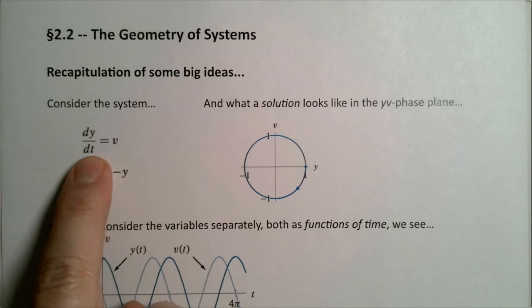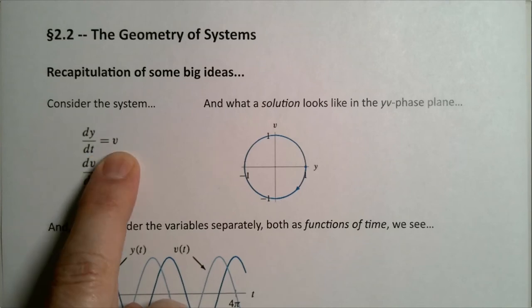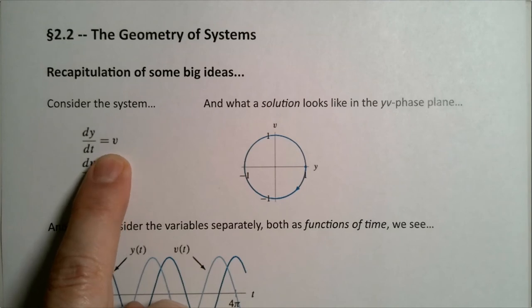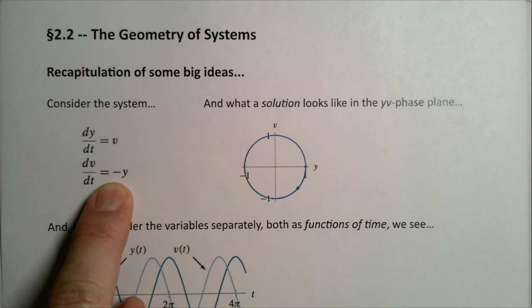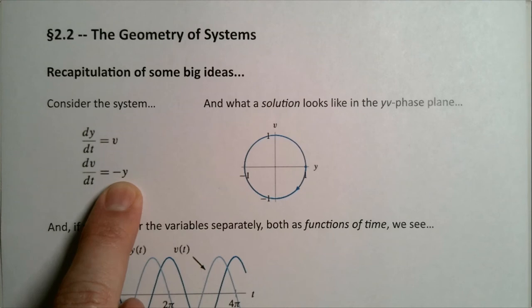In this system, we have one equation that's the derivative of y with respect to t, and that's v. So a pretty standard derivative of y with respect to t, that's velocity. And dv/dt, the acceleration. In this case, acceleration is just a function of position, like the opposite of whatever your position is.